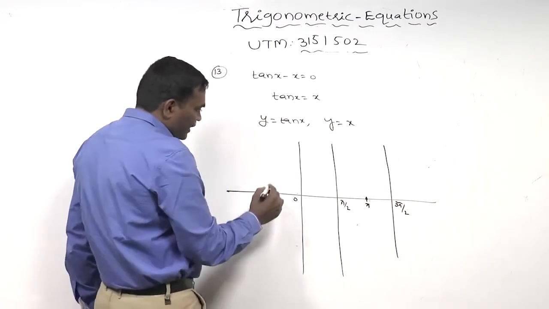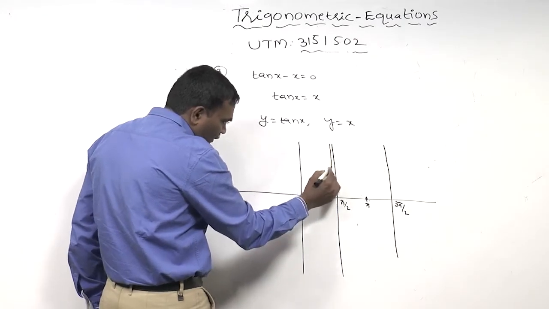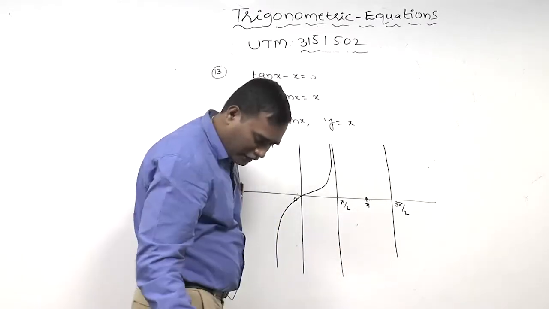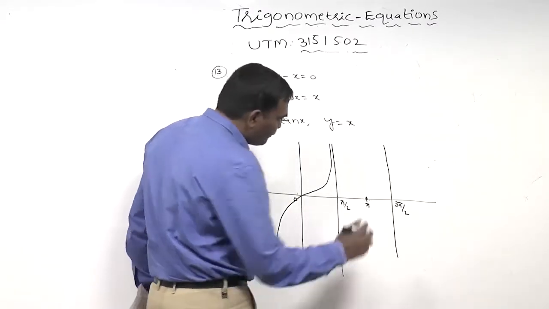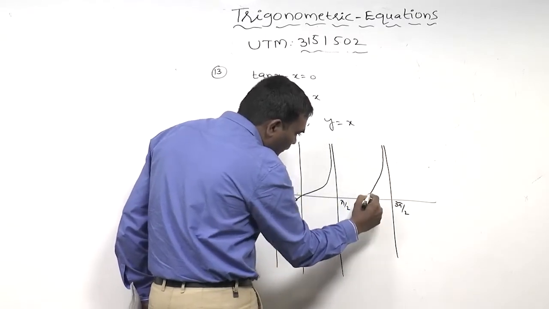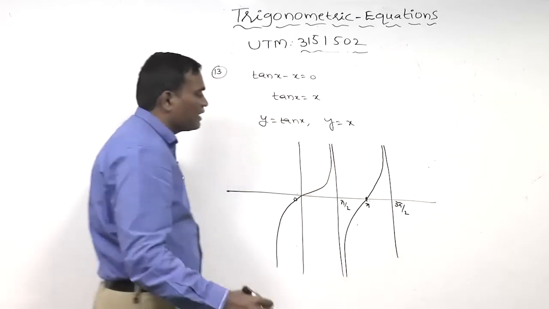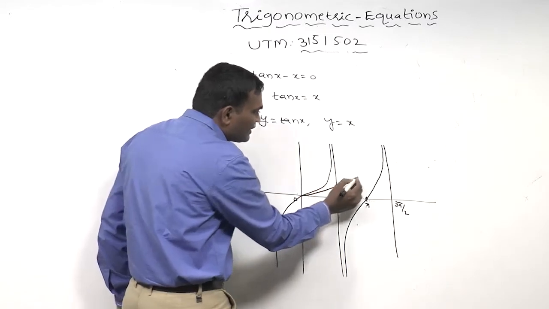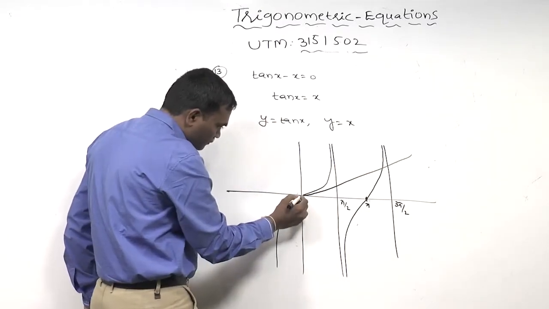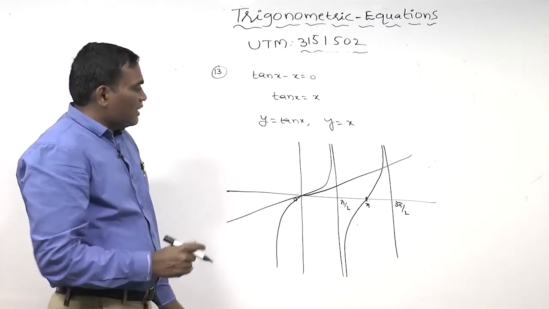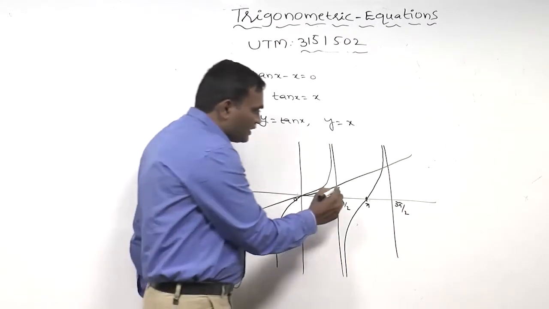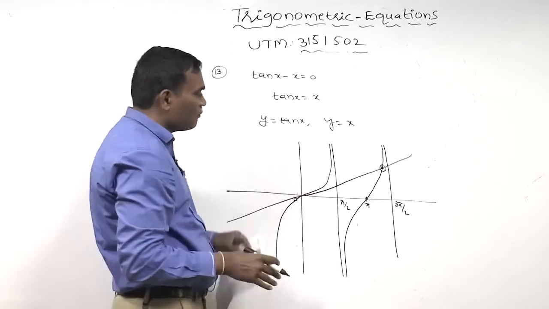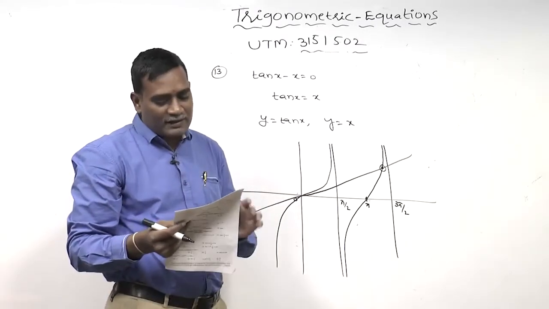Now here see, the tan x graph we draw like this. This is the graph of tan x. Next, y is equal to x. Draw the graph of y is equal to x. So, where will it intersect? This is the intersection point. Here you will get many intersections, but here it is asking for the smallest positive root.